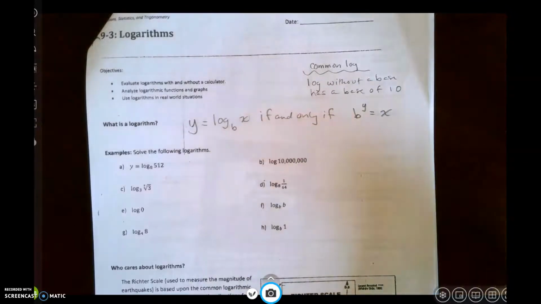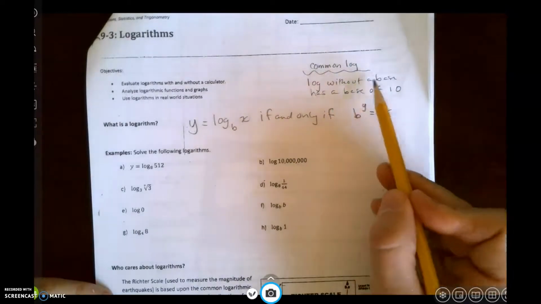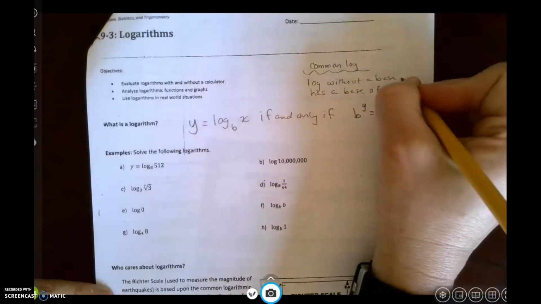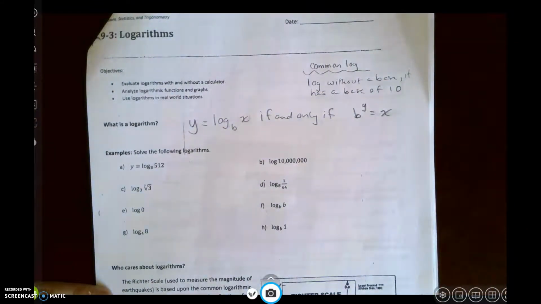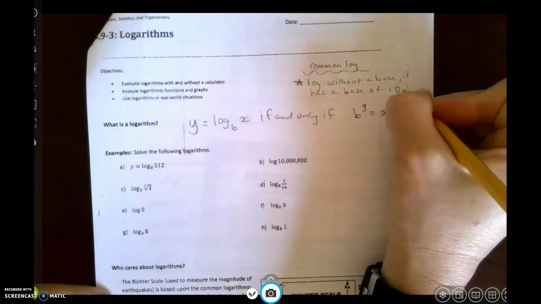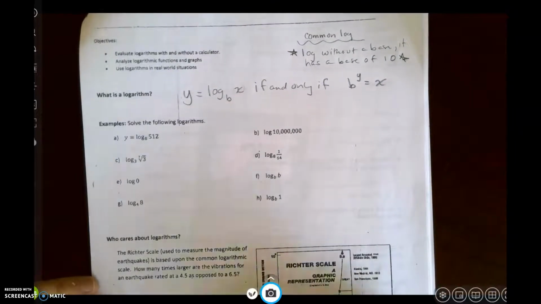I usually will go ahead with a common log and I'll fill in that 10. But as I told you, I'm a visual learner. I like to be able to see the base written. But whenever you have a log without a base, it has a base of 10. That's important for you to know. So let's just dive into some examples.